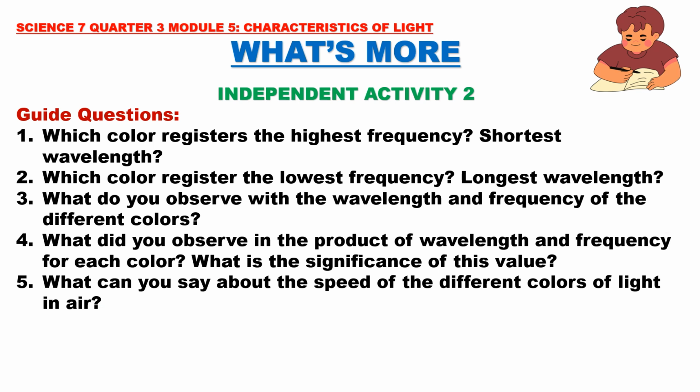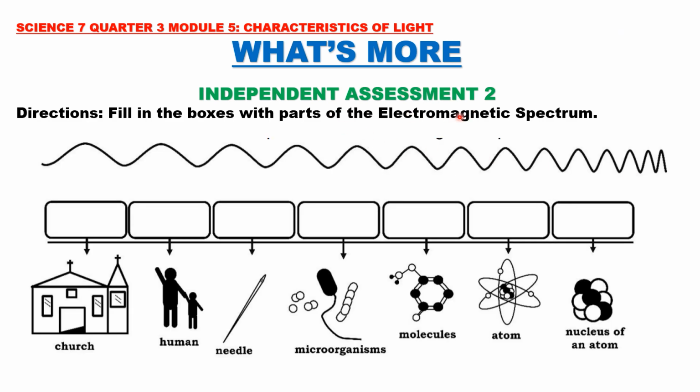Okay. Next, independent assessment 2. Fill in the boxes with parts of the electromagnetic spectrum. So, dito sa mga boxes na to, ilalagay po ninyo kung anong mga electromagnetic waves ang dapat nandyan. So, halimbawa, dito sa first box natin, siya yung may pinaka-longest wavelength. Okay? So, kung ano yung may pinaka-longest wavelength, lagay nyo dito. Tapos, kung ano naman yung pinaka-shortest ang wavelength, sulat nyo din dito. Tapos, in between the wave with the longest wavelength and the shortest wavelength, susulat nyo rin siya dito.